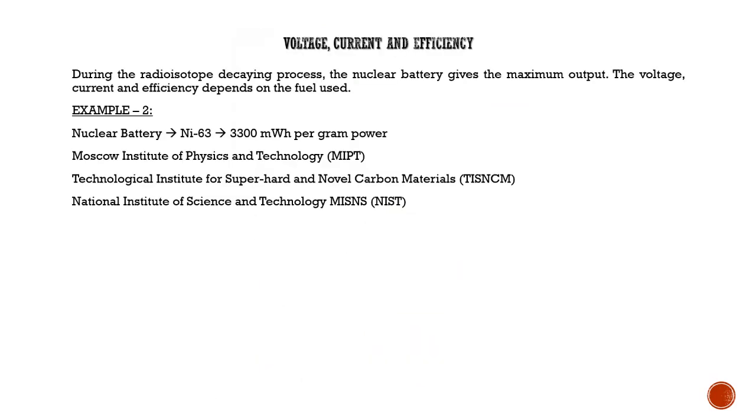Now coming to the voltage, current, and efficiency of a nuclear generator. Nuclear batteries basically use the radioisotope decaying process to produce energy for our needs. The lifetime of a normal nuclear battery is around 10 to 20 years, but it also depends on the fuel or the material that we are using. Sometimes it can go up to 50 years, 100, 400, 500, or even thousands of years. It depends on the material and the life it has.